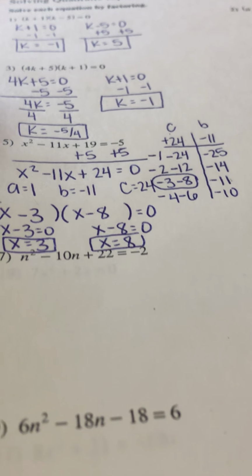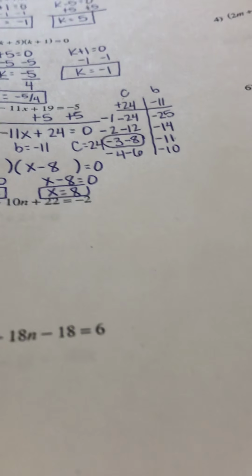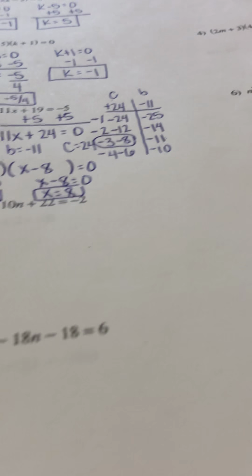All right, so let's skip on down to number 9. Numbers 6, 7, and 8 are done exactly like that, exactly like number 5. So I'm skipping on down to number 9 because there's something that we have to do on number 9.